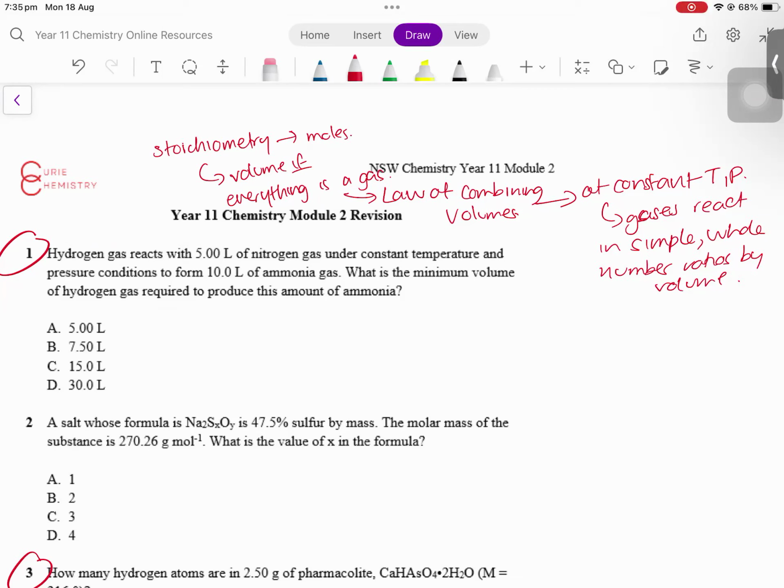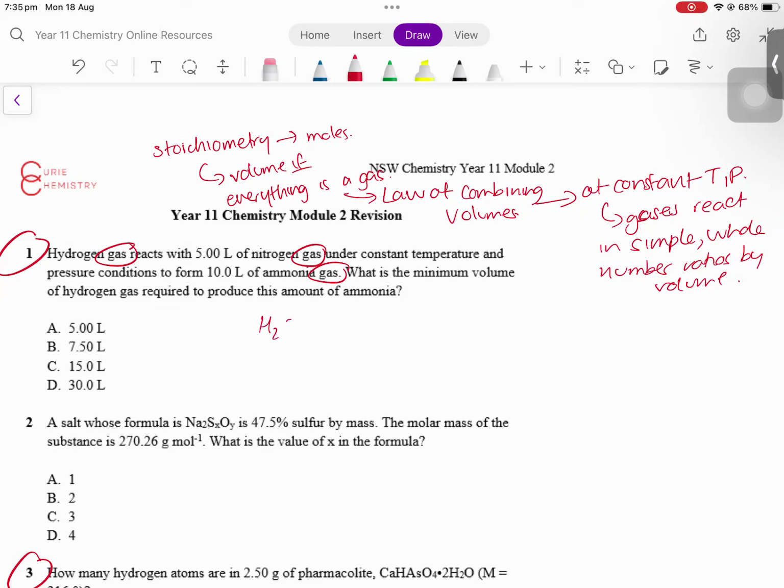So things like multiply by the number you're trying to go to, divide by the number you're getting away from when you're looking at the coefficients in an equation. You do that for moles normally, but you can do it for volume as well if everything is a gas. As mentioned here, hydrogen gas, nitrogen gas, ammonia gas. So our only job is to write the equation out and figure out the ratio.